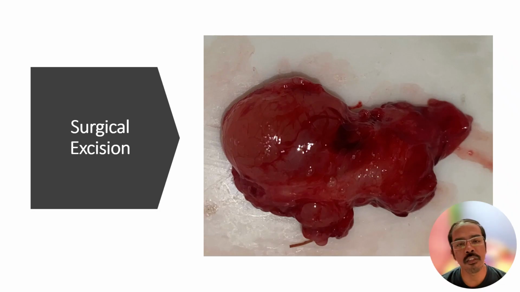In surgical excision, we not only remove the cyst, along with the cyst we also remove the damaged or injured sublingual salivary gland. This we do to prevent any kind of recurrence.